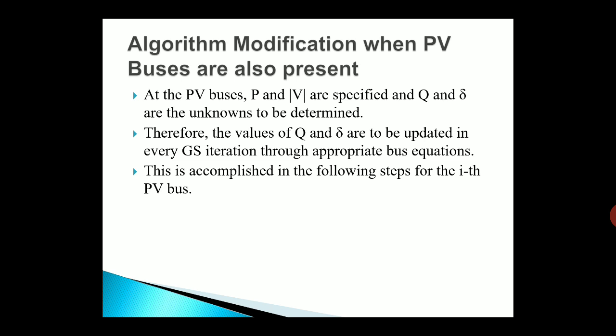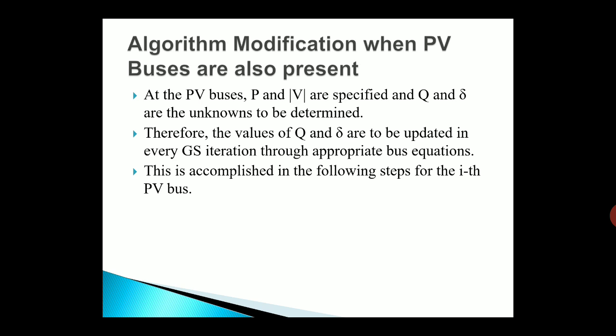Okay. Now one more change we are talking about is the PV buses. We have talked about the PQ buses. Now what will happen if you have a PV bus? If you remember, a PV bus has a real power and a voltage specified, and the reactive power injection is not mentioned. So P and V are specified, Q and delta are unknowns to be determined. Therefore, the values of Q and delta are to be updated at every iteration through the appropriate bus equation.